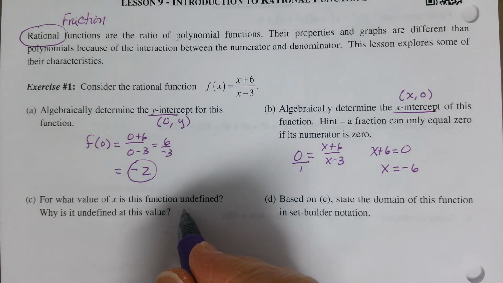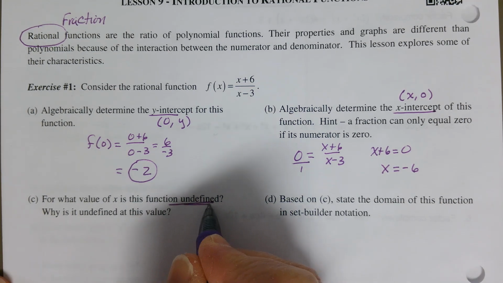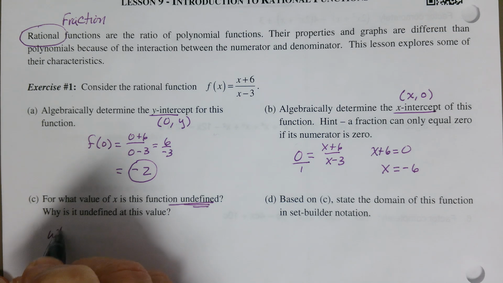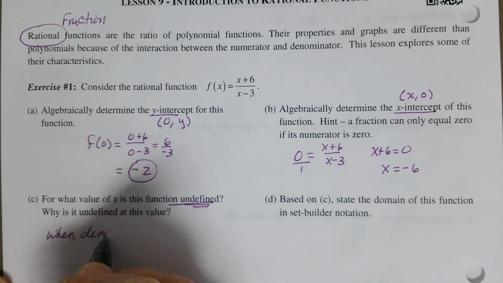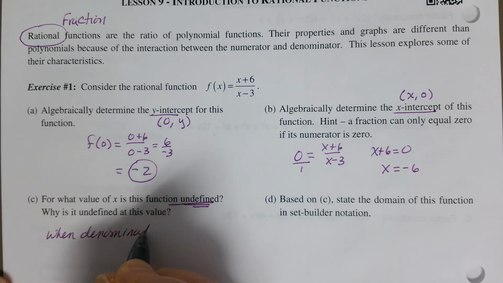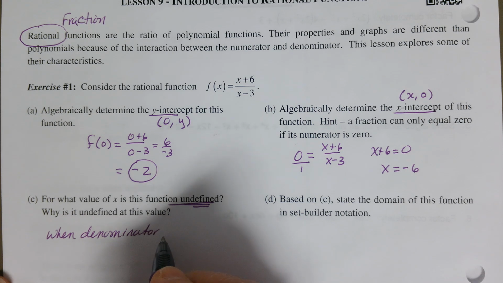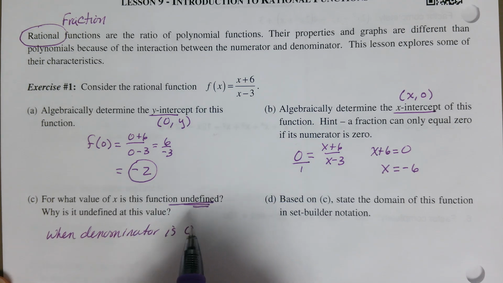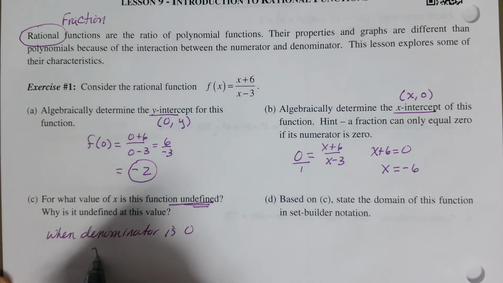For what value of x is the function undefined? Undefined is when the denominator is 0. A function is undefined when the denominator is 0. So let's take x minus 3, and x minus 3 is equal to 0 when x equals 3.